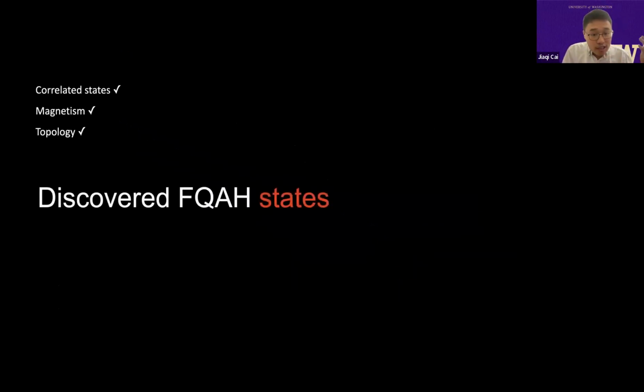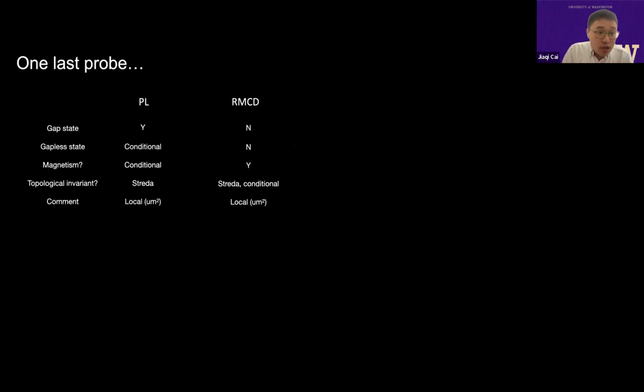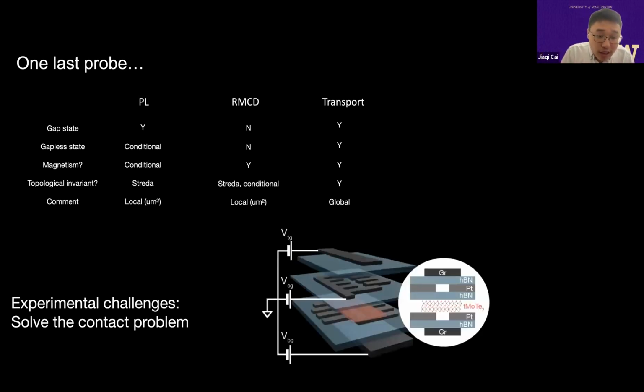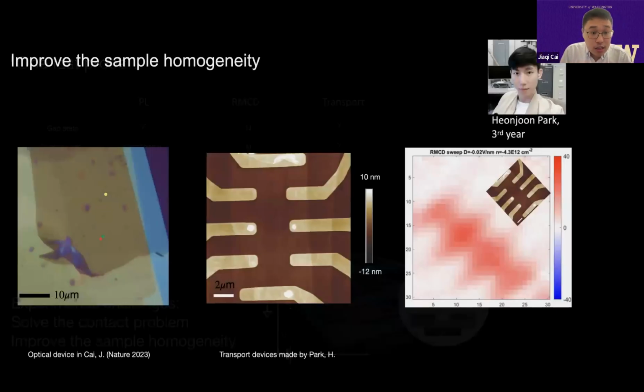So now we discovered these fractional quantum Hall states. How about we see them in transport? What's the observation of this fractional quantum Hall effect? Actually, our last probe is transport measurement. Normal optical probes are only local, but this one is special. It's non-local, actually global. The experimental challenge is to solve the contact problem and also improve the sample homogeneity. So that's what we do.